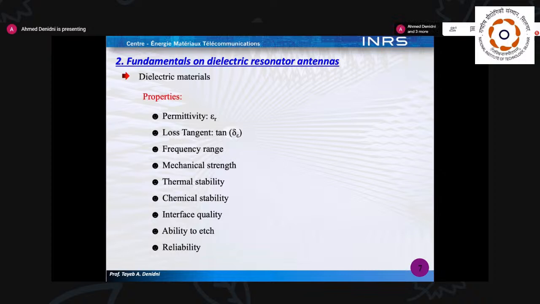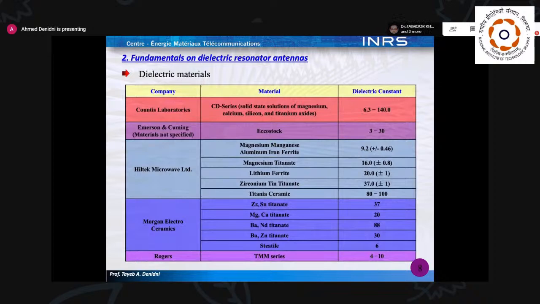Now I give some available materials that we can find on the market, because it's very important for the designer and engineer to know which company and which supplier we use for some material. And here we put just the famous and the most popular suppliers. You can see in this table the company, the material, and the dielectric constant.